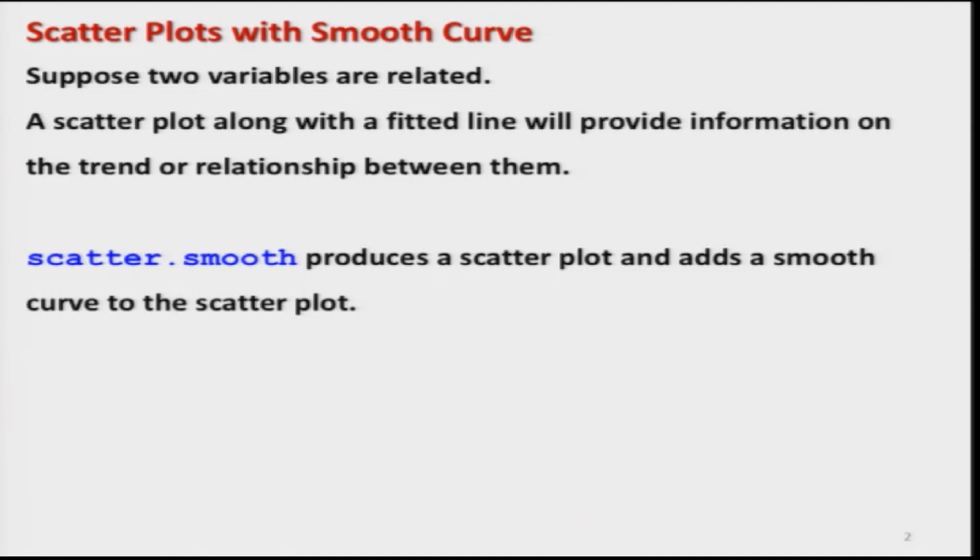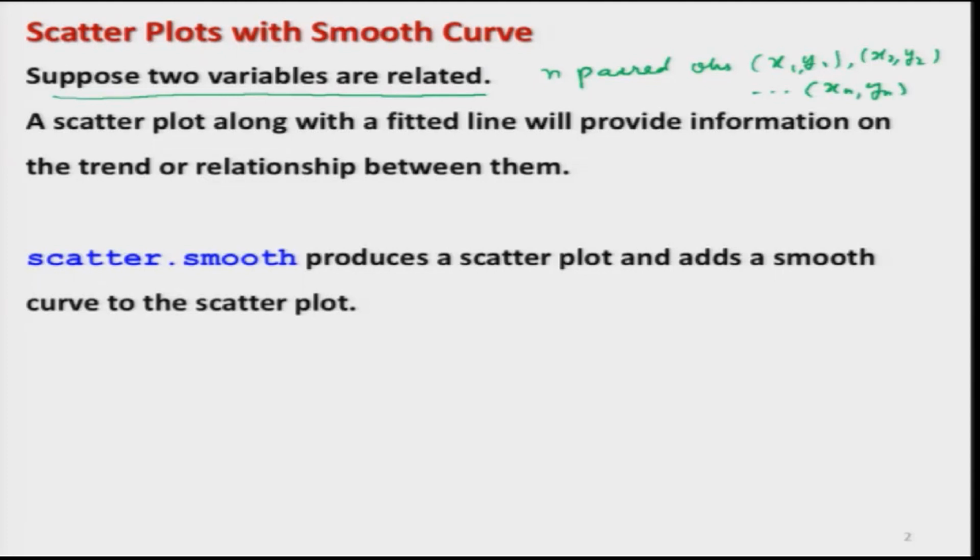So now we assume that there are two variables and those variables are related, and we have obtained n paired observations, say x1 y1, x2 y2, up to xn yn and so on. Now the objective is that we want to create a scatter plot, and inside the scatter plot we want to have a line which is called a fitted line. Why this is called a fitted line will be clear to you after some lectures.